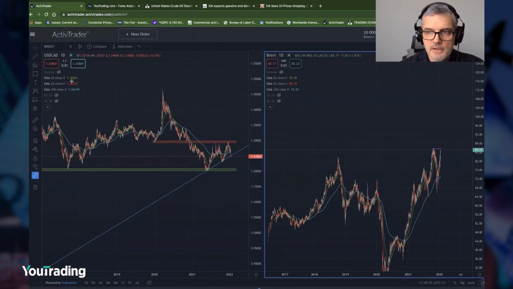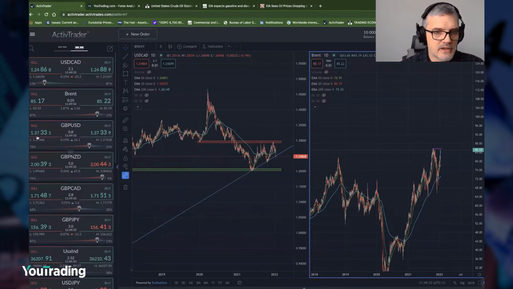If we go to the Active Trader platform, click on the left-hand side, and look for the sentiment indicator, we can see that on dollar CAD, 87% of traders on this platform are trying to go long. And similarly, 87% of traders on this platform are trying to short Brent. Unfortunately for them, the price action seems to be going in the opposite direction to the way they want to trade.